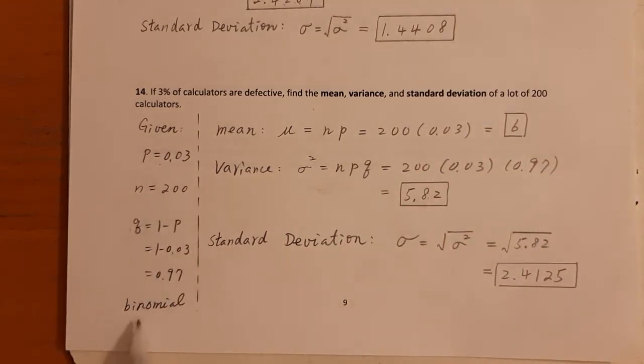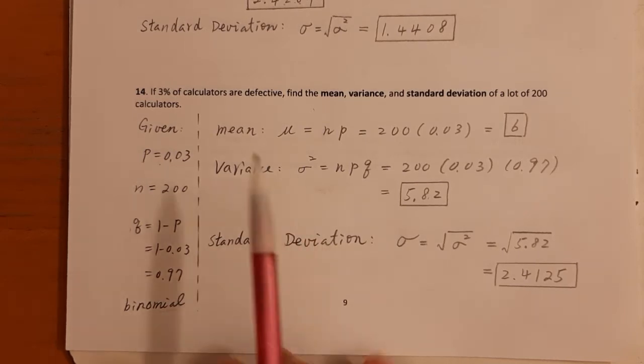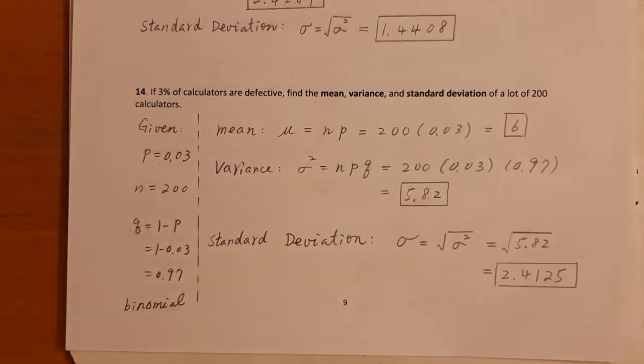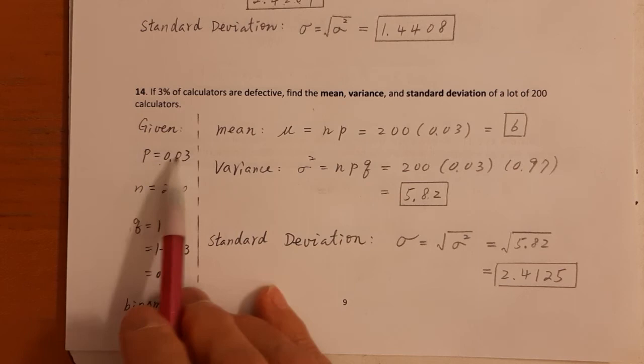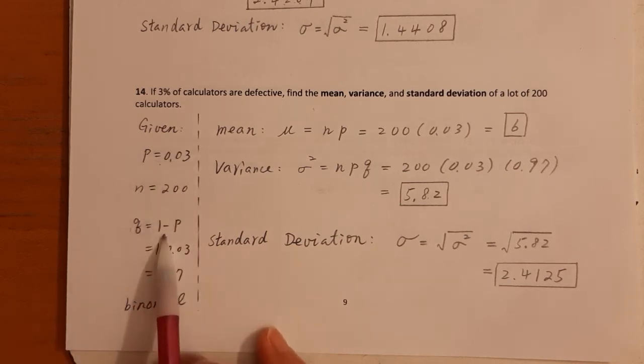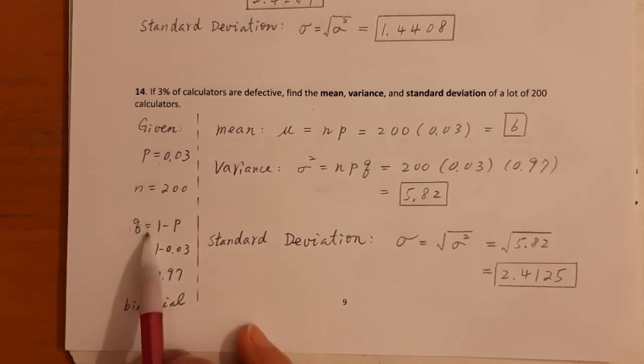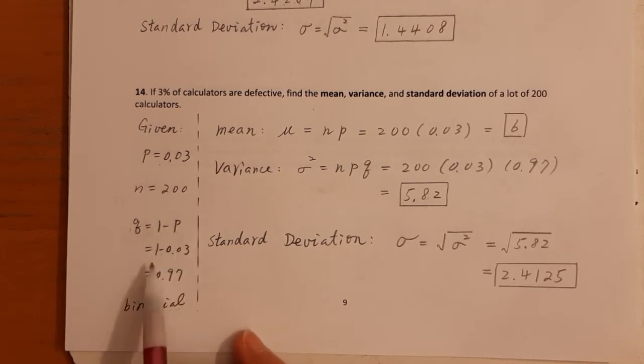So this is a binomial distribution because a calculator is either defective or non-defective, only two outcomes. Probability defective is 0.03. Probability not defective is Q. Q is equal to 1 minus P. 1 minus 0.03 is 0.97.